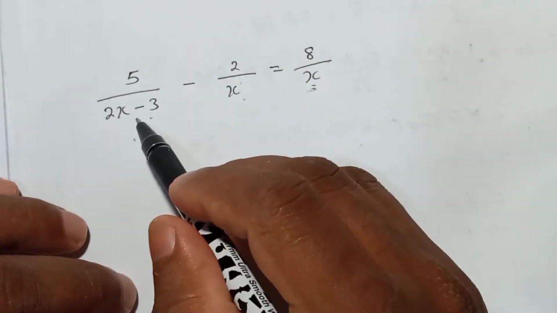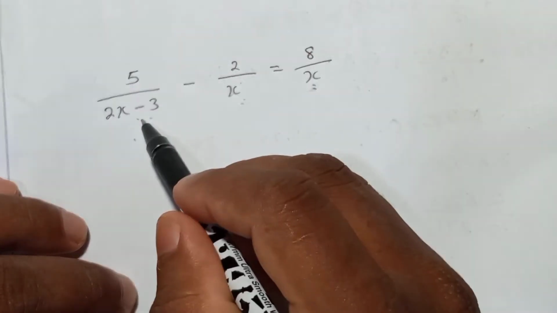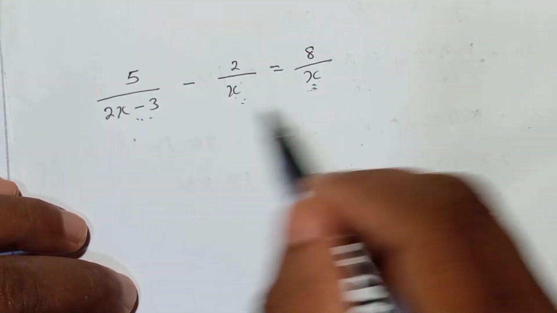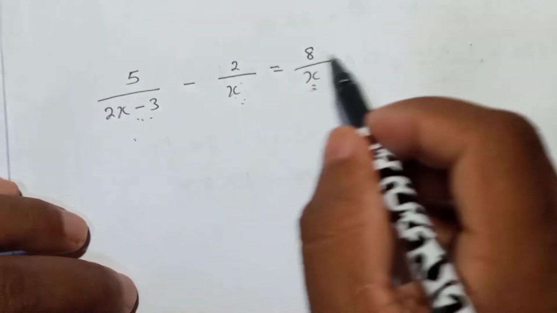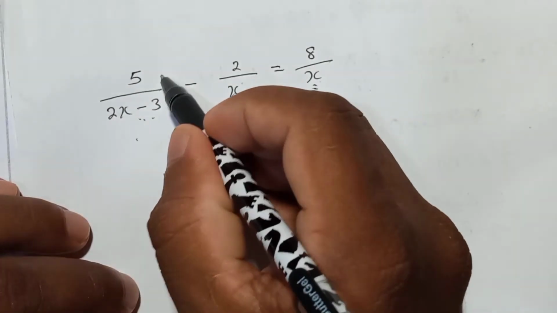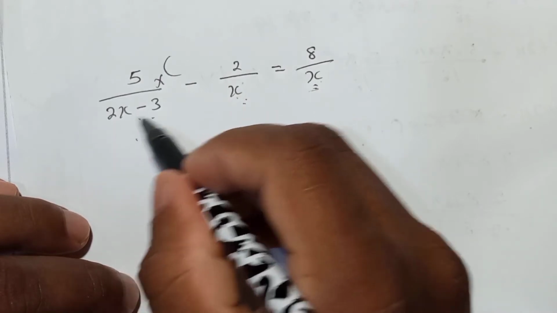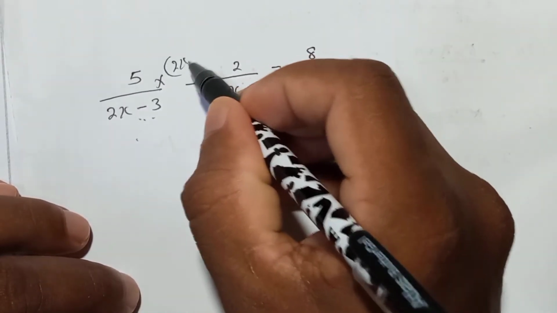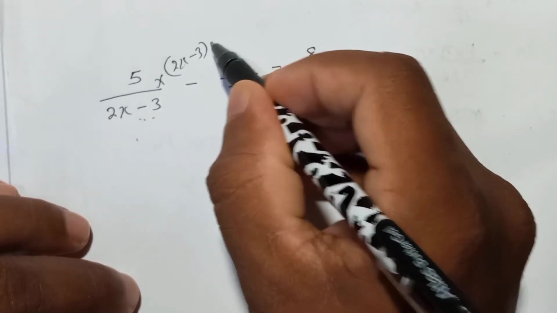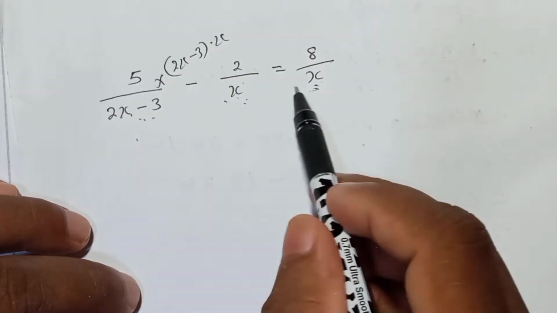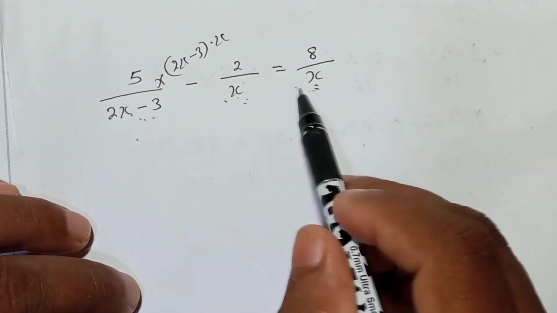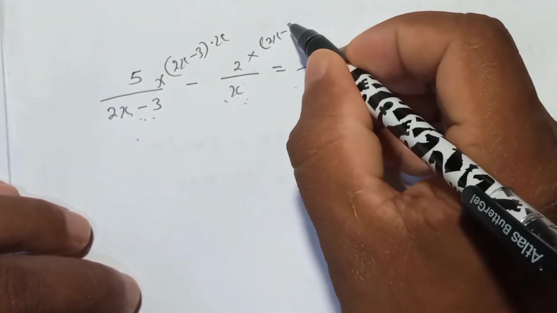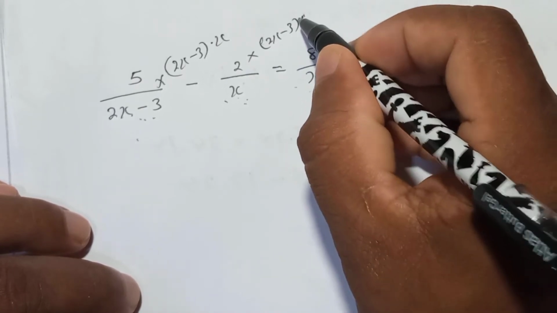If you find the LCM of these three terms, this one 2x minus 3 and x, by the LCM multiply all the numerators. So I will show you here. You should multiply the LCM of all three, which will be 2x minus 3 into x. I will not discuss here how to find the LCM of these three, but that's the method. Here 2x minus 3 into x.